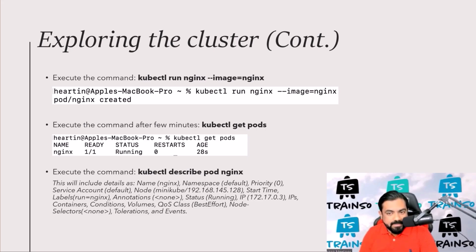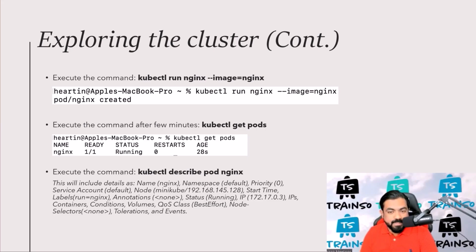So after a few minutes, you can run kubectl get pods. Now your default namespace will have a pod called nginx, and its status is now running. You can see the age, basically for how much time it has been running.